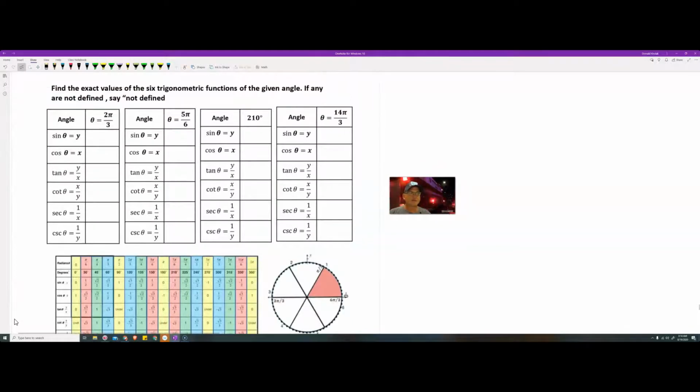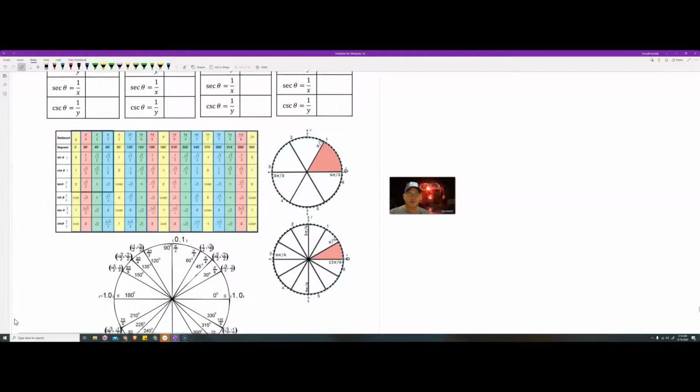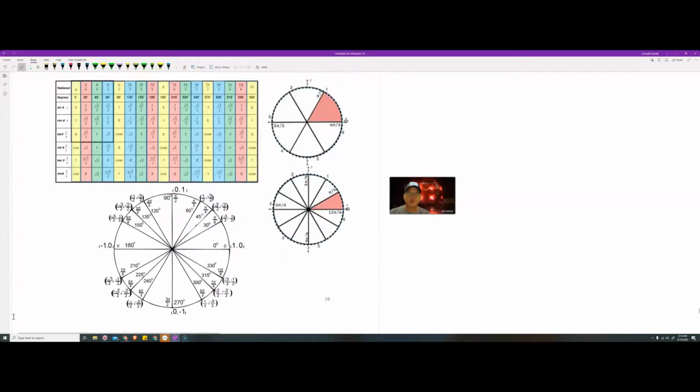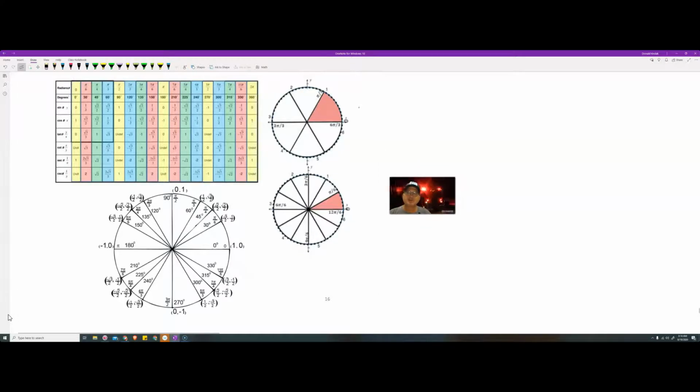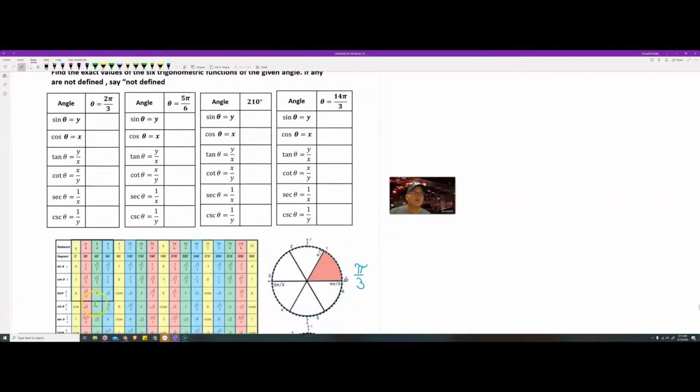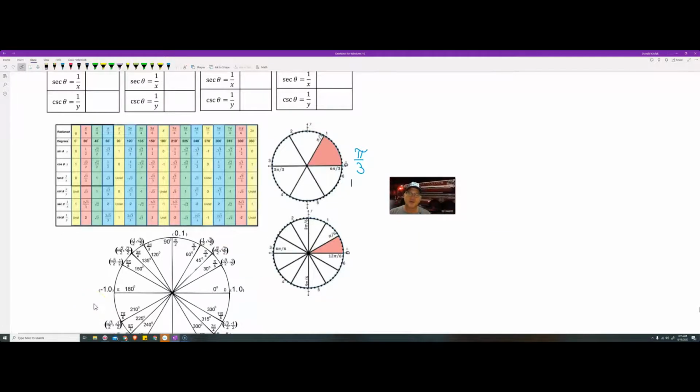All right, so if I'm doing 2 pi over 3, I'm going to count 2 pi over 3. So my pi over 3 pieces are on this top circle here. And I want to count 3 of them. Okay, so this would be 1 pi over 3. I'm sorry, I want to count 2 of them. And this would be 2 pi over 3. So that lands right there at 2 pi over 3.